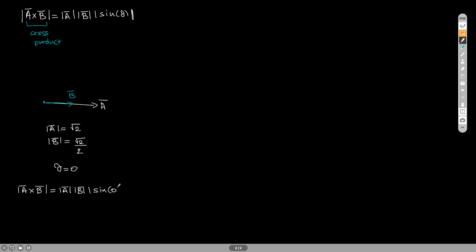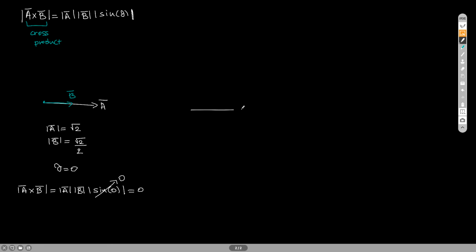In this case, I have the sine of 0. But I know that the sine of 0 is 0, so no matter what A and B are, what these two numbers are, at the end of the day, you will get a 0. Even if you plug in these numbers here, you still get a 0. So that was one example.